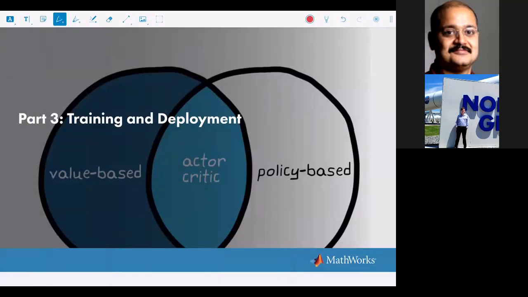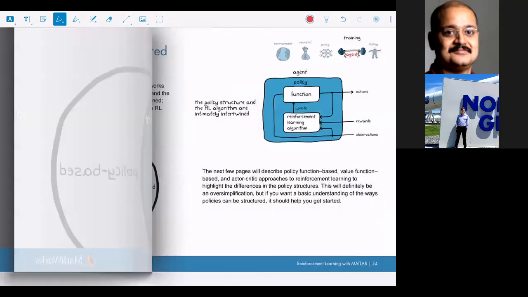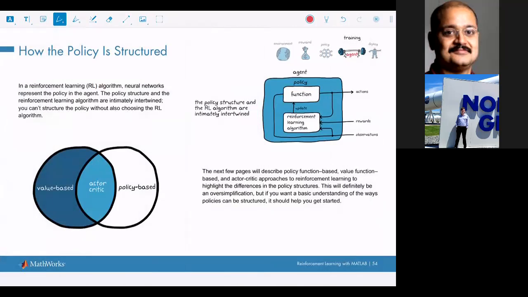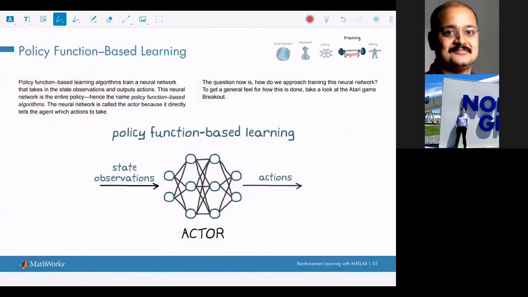The last part which I want to talk about briefly is training and deployment. How do you perform the training? This is a very famous architecture called the actor and critic. Basically, you have something called value based, and you have something called policy based structure. And this actor critic architecture helps you design reinforcement learning very nicely.